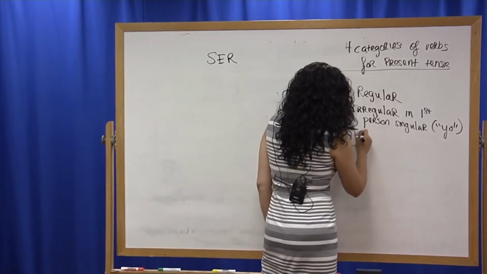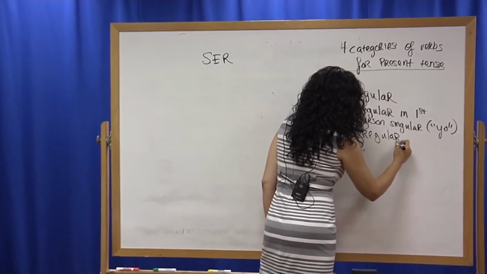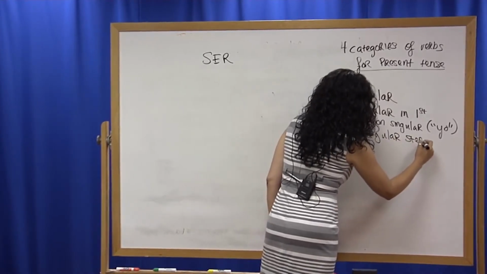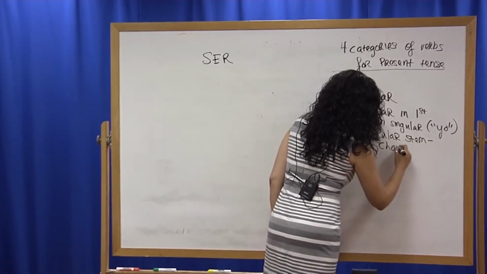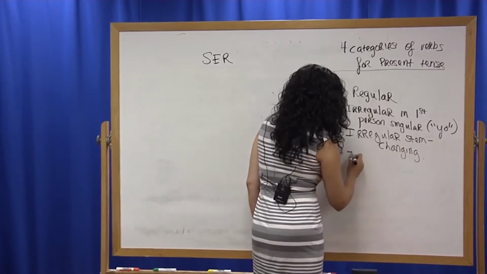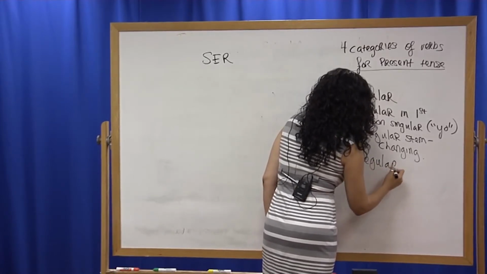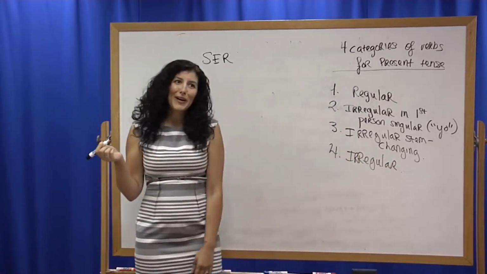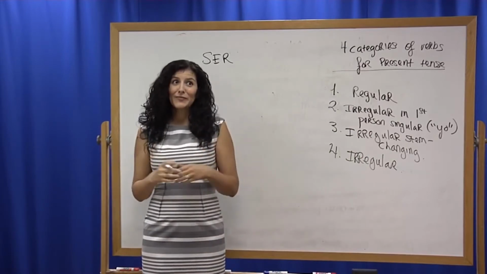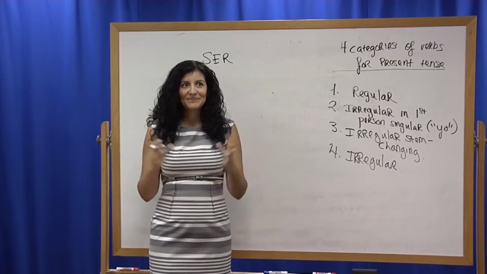In this one, we have irregular stem changing. That is to say, all of these verbs change in the stem. And then we have just plain irregulars, meaning that since they are used so often, they have mutated in form and kind of developed their own singular pattern.